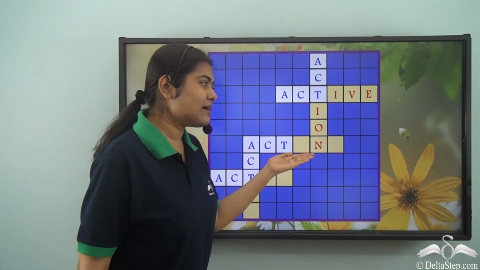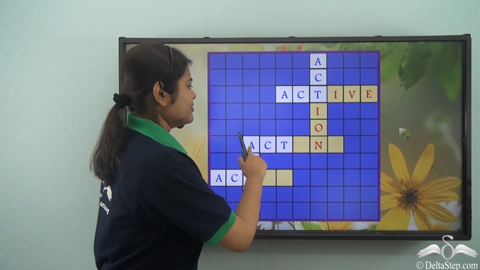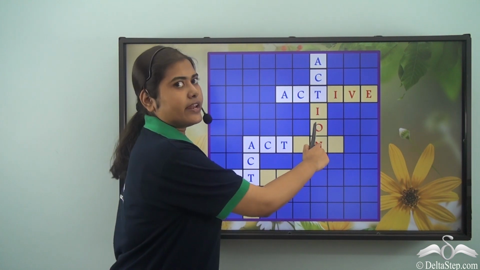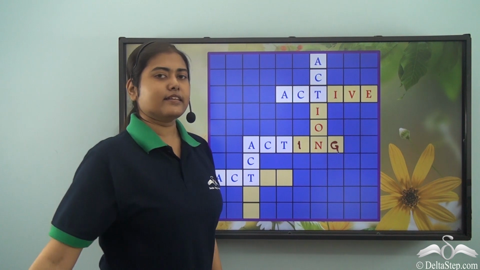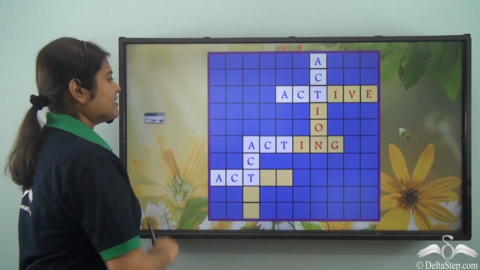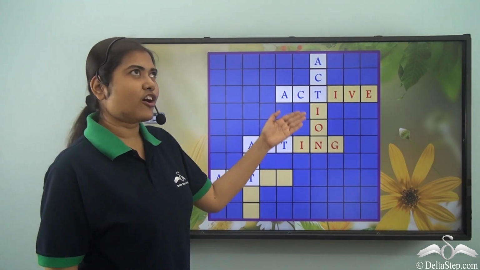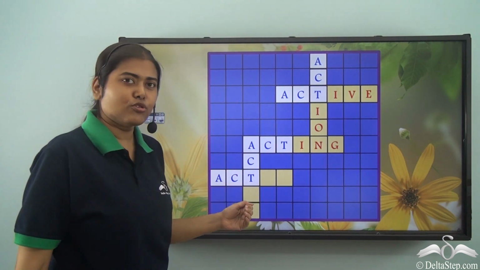Third, I am going to fill up this one. Now, how do I do? See, ACT and I have an N here. So, I need to form it like this. So, what I get is acting. So, 3 of it is already solved. I have 2 more to go.